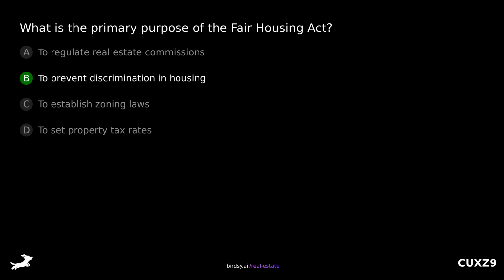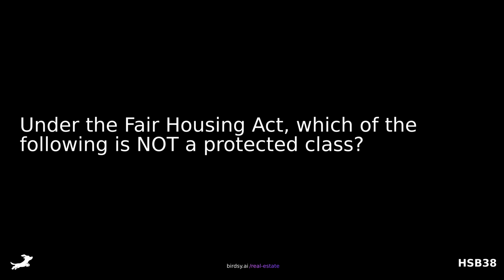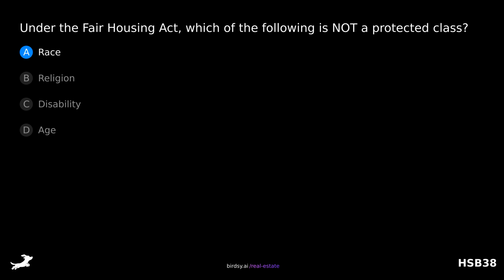The answer is B, to prevent discrimination in housing. The Fair Housing Act aims to eliminate discrimination in housing based on race, color, religion, sex, national origin, disability, and familial status. Under the Fair Housing Act, which of the following is not a protected class? Is it A, race, B, religion, C, disability, or D, age?